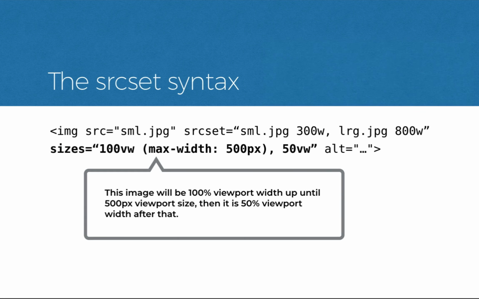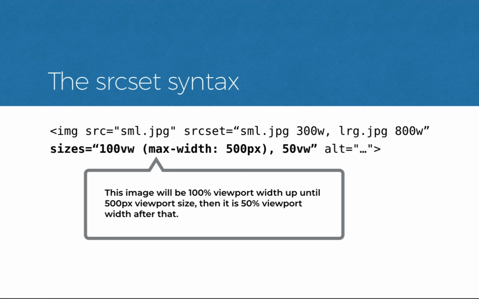And then to pair with those sources in the source set attribute, we have a new attribute called sizes. And this attribute is a hint to the browser about the size of the image as it will be displayed in the layout when the page is actually rendered. Because the browser will actually encounter this image element before it has a layout to deal with. So it needs a little more information from us developers to say what the image will actually look like in the layout, how wide it will be. And we know that ahead of time.